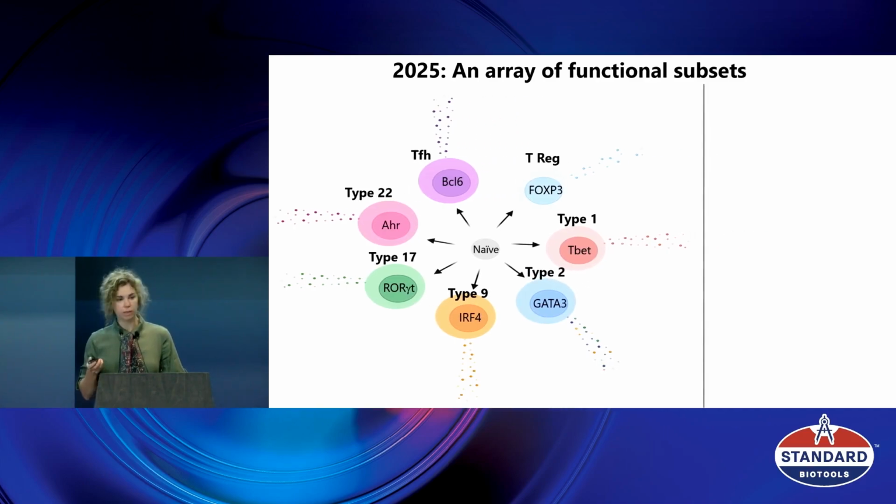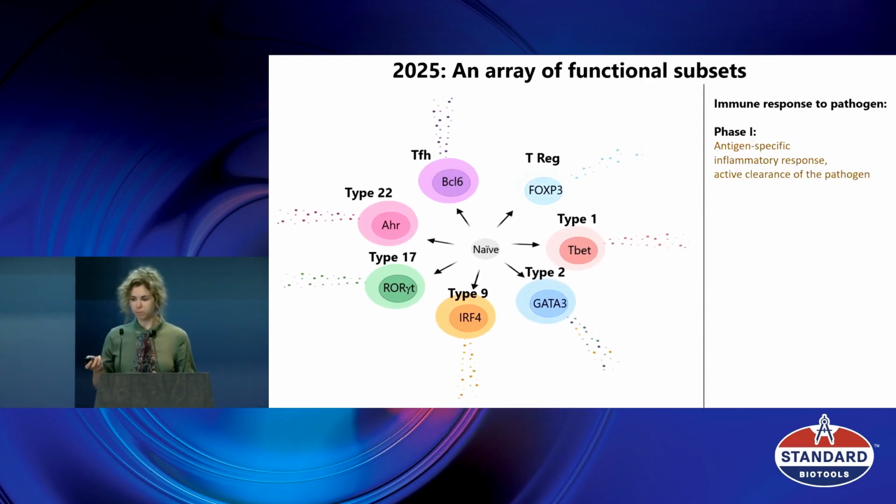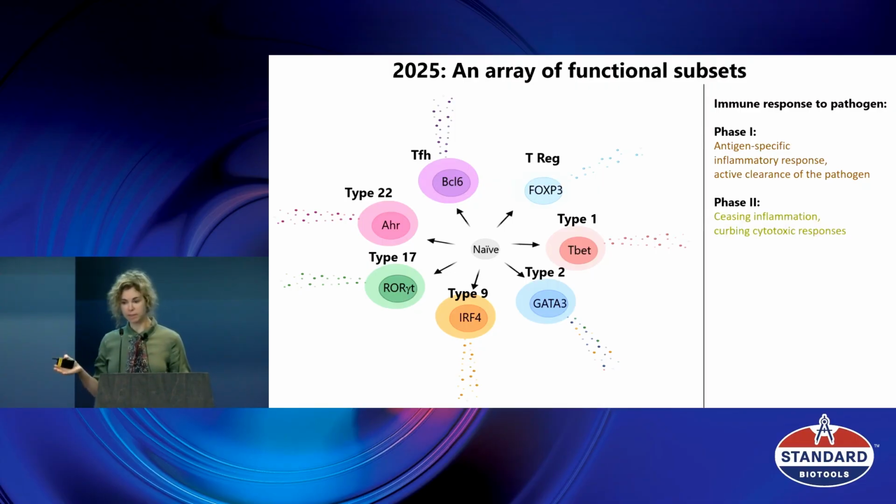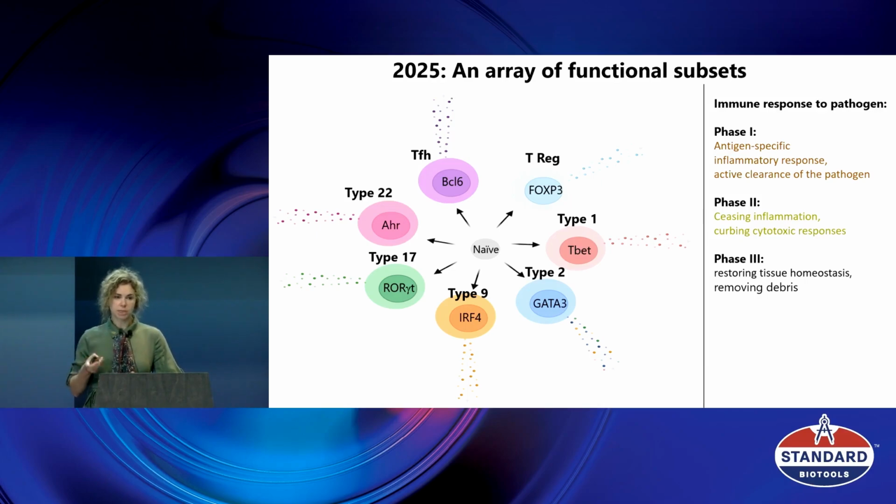If we're talking about the phases of the immune response to a pathogen, we have phase 1 when the antigen is encountered, there is an inflammatory response and the active clearance of the pathogen, and then we go to phase 2, when there's a ceasing of inflammation and curbing of the cytotoxic responses that become actually damaging to the host. And then we have phase 3, which is restoring tissue homeostasis. At all these 3 stages, the cytokine profiles are different, and the cytokines that the cells make really define what's going on in the tissue. Not even transcription factors, but the cytokines, because that's the function that's exerted, right?